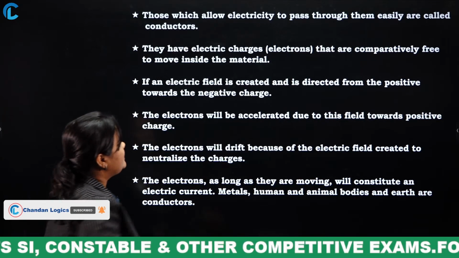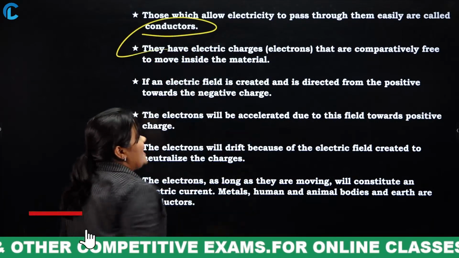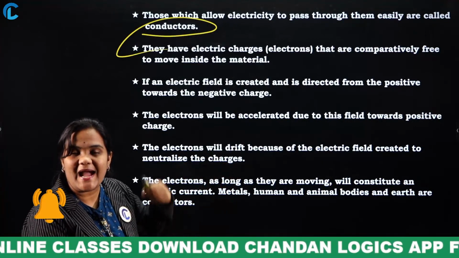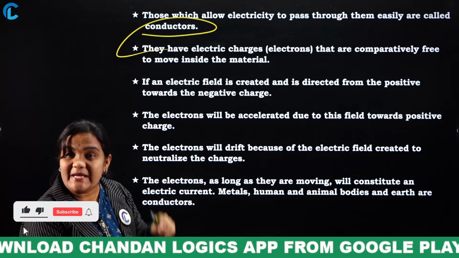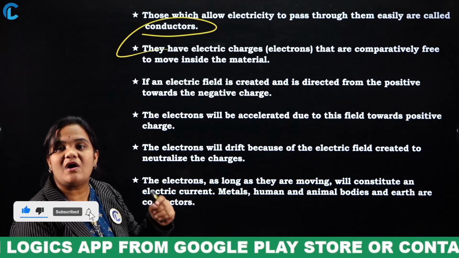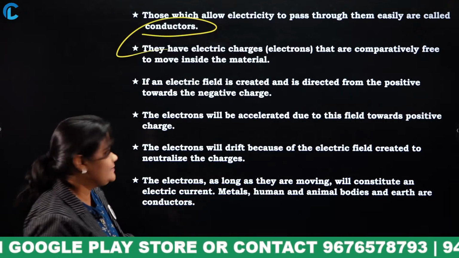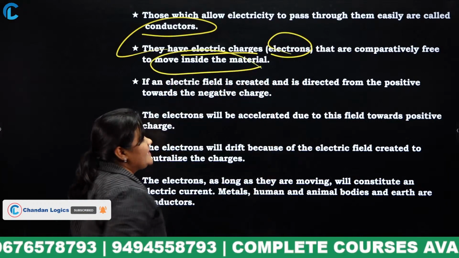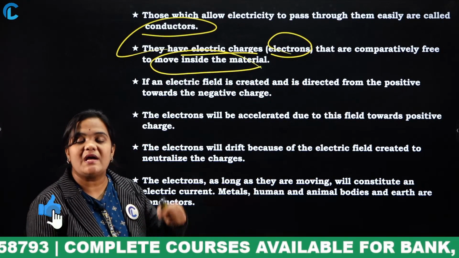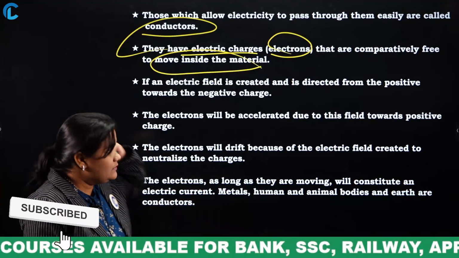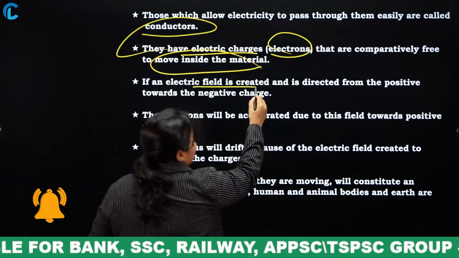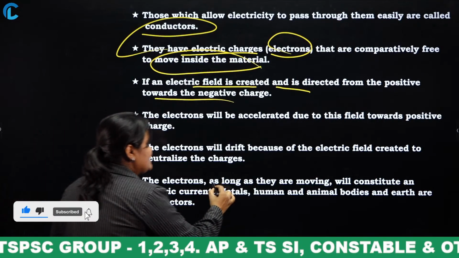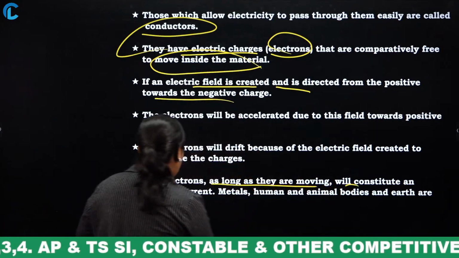Those which allow electricity to pass through them easily are called what? Conductors, and which do not pass electricity are termed as what? Insulators. Which act both as conductor as well as insulator, we say them as what? Semiconductors. These semiconductors are used in electronics. They have electric charges, electrons, that are comparatively free to move inside the material. If an electric field is created and is directed from the positive towards the negative charge, the electrons as they are moving will constitute an electric current.